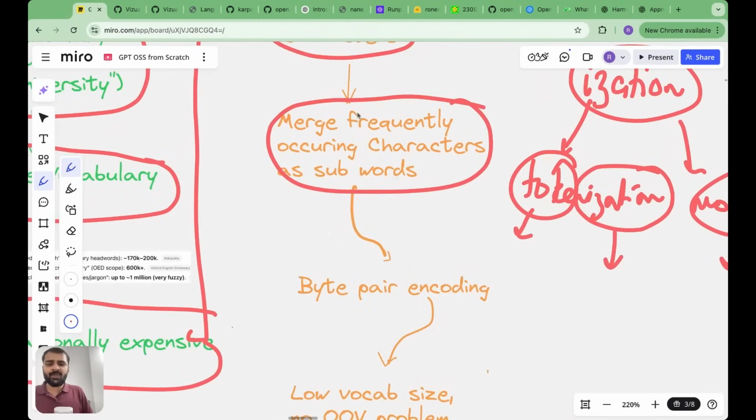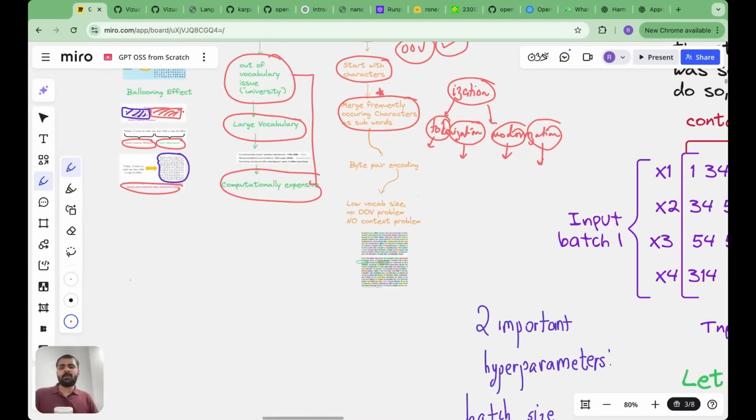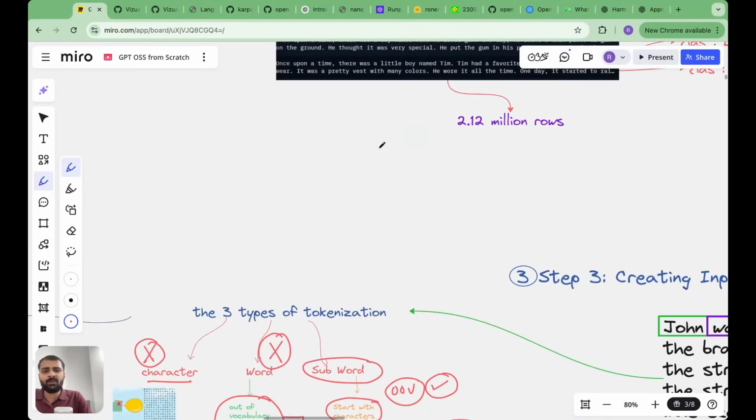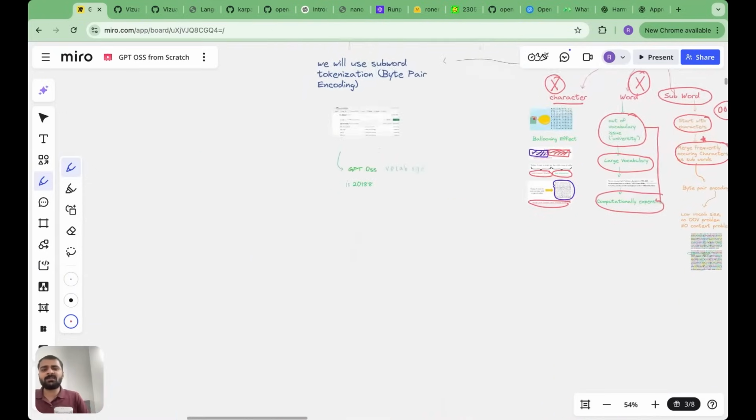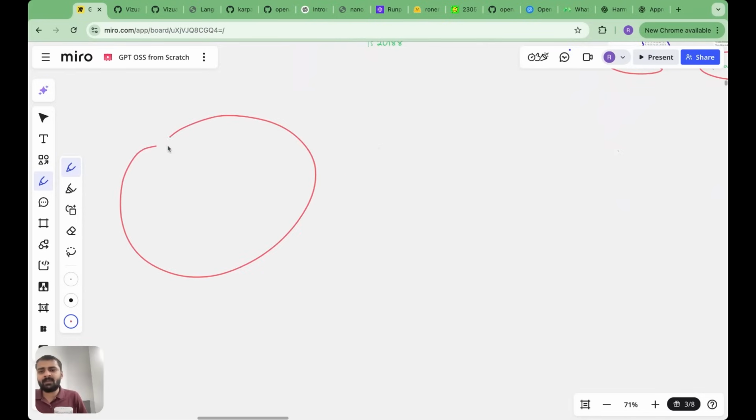This algorithm which I told you, which merges frequently occurring characters into subwords, is called the byte pair encoding algorithm. So usually what providers like GPT-OSS do is that they first start with some data set. And this is different from the pre-training data set. This is the data set for tokenization.